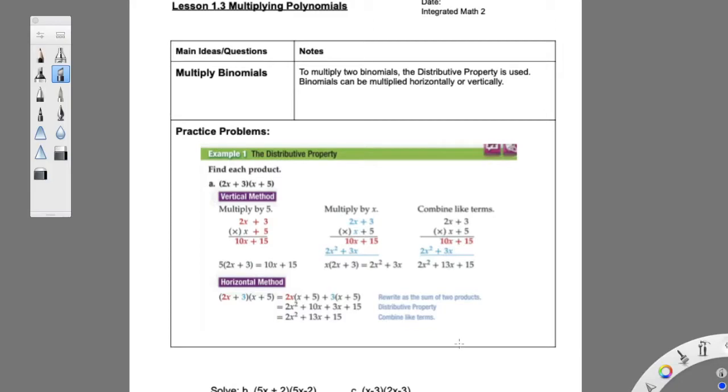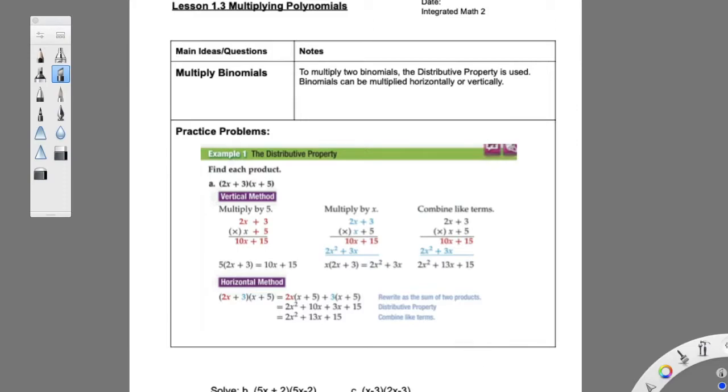All right, so we are in Chapter 1, Section 3 for IM2 called Multiplying Polynomials. So we've practiced adding and subtracting polynomials, and we've practiced multiplying a polynomial times a monomial. So now we're going to do two polynomials. To multiply two binomials, the distributive property is used. Binomials can be multiplied horizontally or vertically.